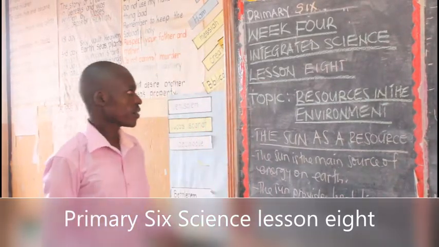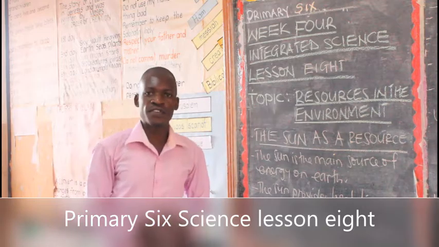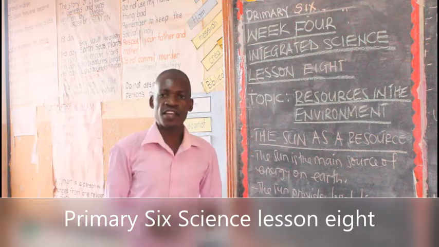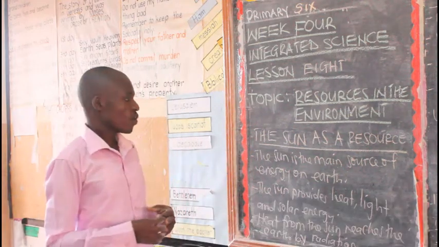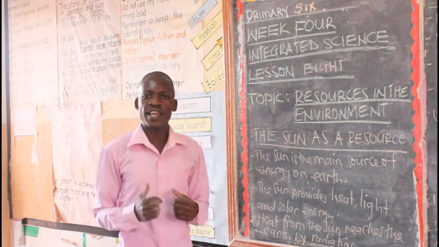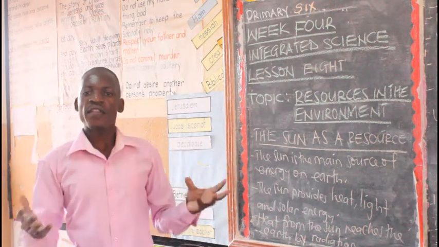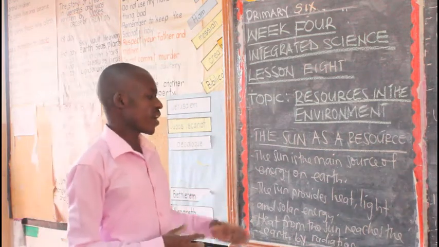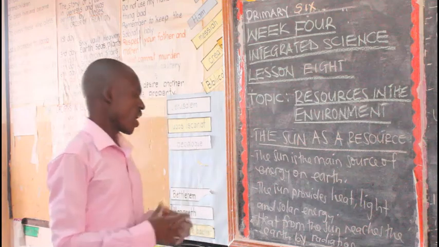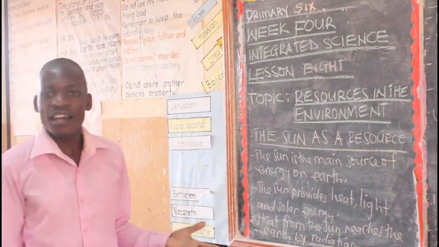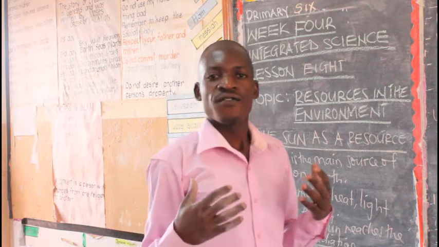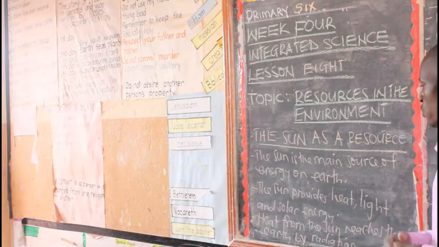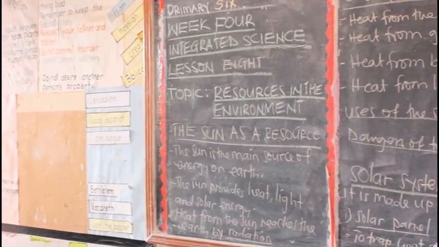We are still moving on with our topic, resources in the environment, and this time we are looking at the sun as a resource in the environment. We know that the sun is the main source of energy in the environment, where other sources get their energy from. Now, the sun provides us with heat, light, and solar energy. Sometimes they can ask you, mention any two forms of energy got from the sun. And we are saying that we have light energy, solar energy, and heat energy.